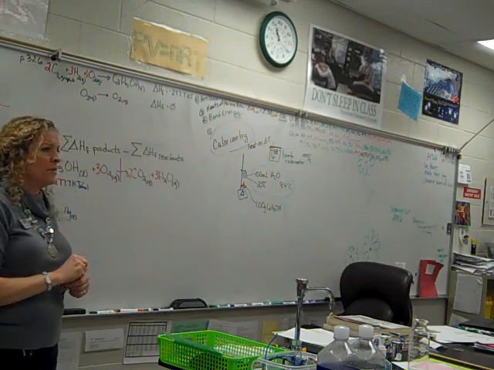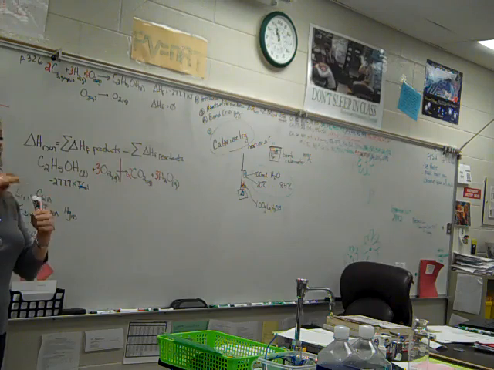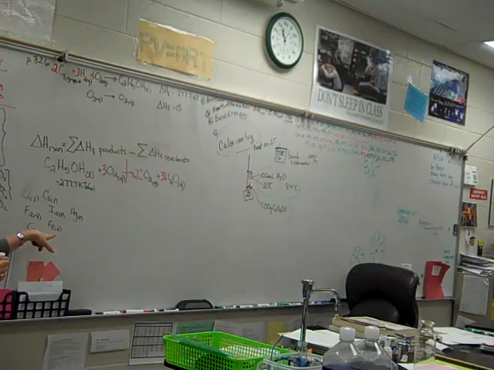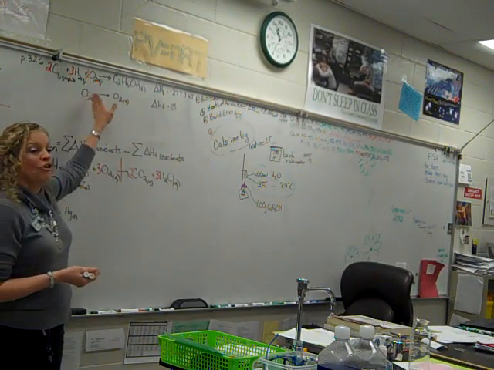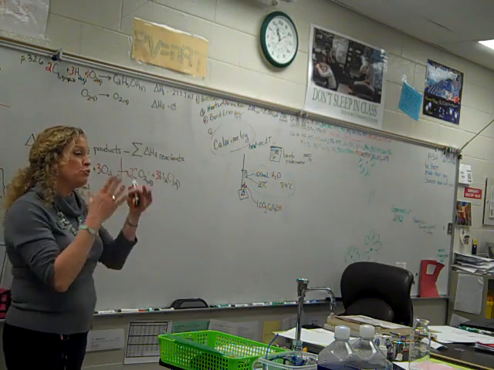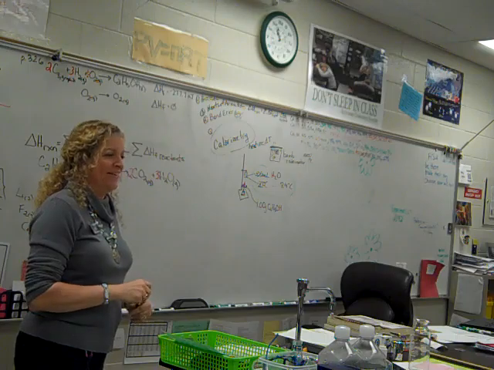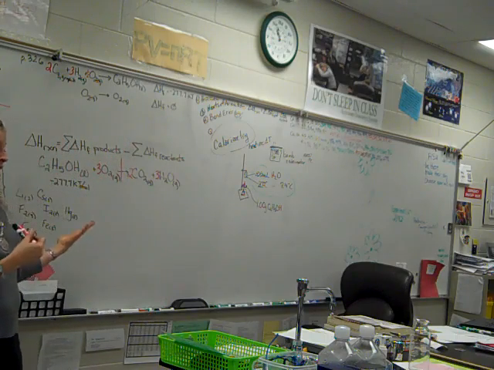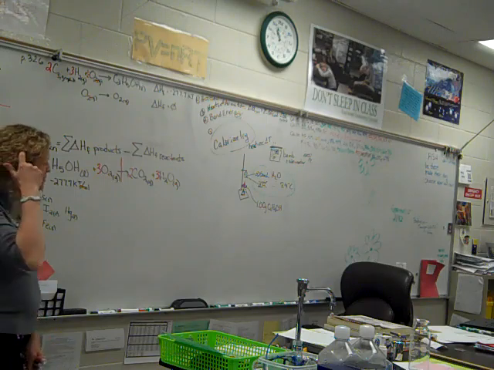Oftentimes on the AP exam, they will give you a chart of what you need to know. But guess what they'll leave off? Anything that has a 0 value, because you should know that elements are 0. So those people who don't know that are going to pick letter D, not enough information to tell. But those who do know that elements are 0 are going to proceed with their problem and get a number. So you got to know that.